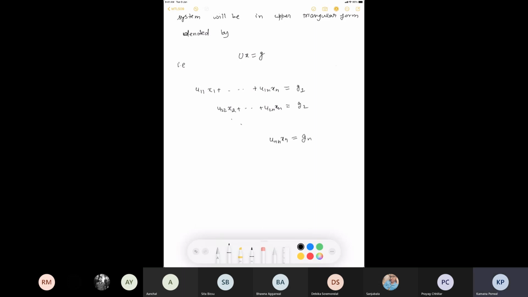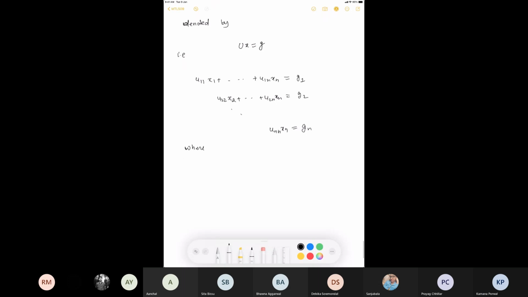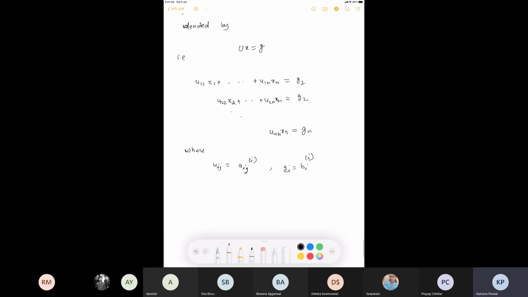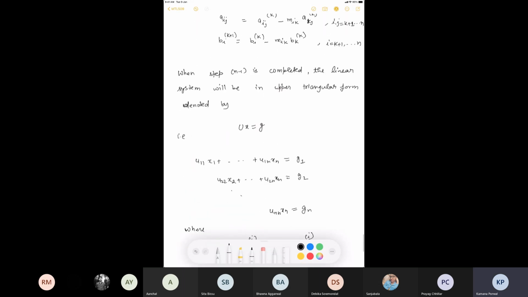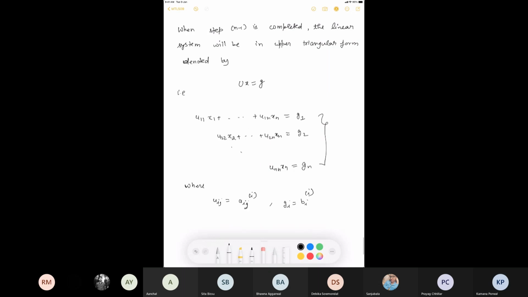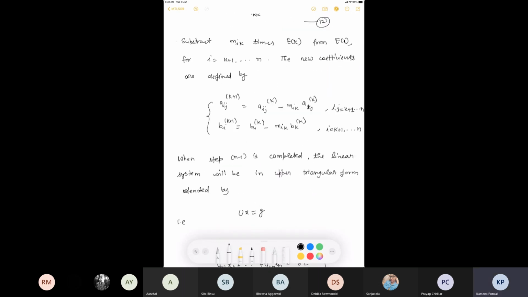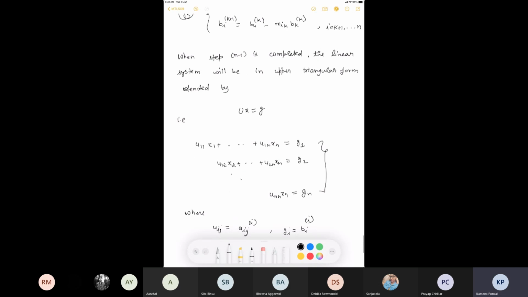And how do these u_ij's and g_i's relate to the a_ij's and b_i's? So u_ij's are going to be a_ij's at the ith step, and g_i's are going to be b_i's at the ith step. Okay, so if we give these equation numbers, these are 13 and these are 14.